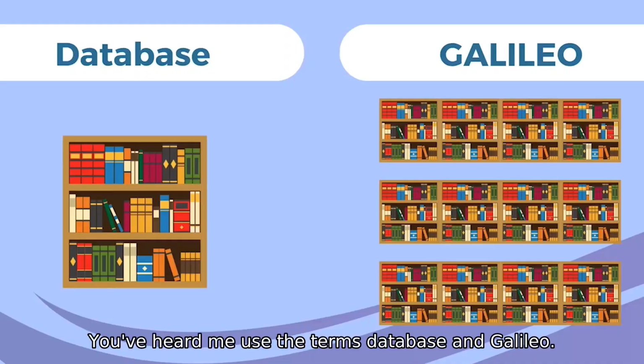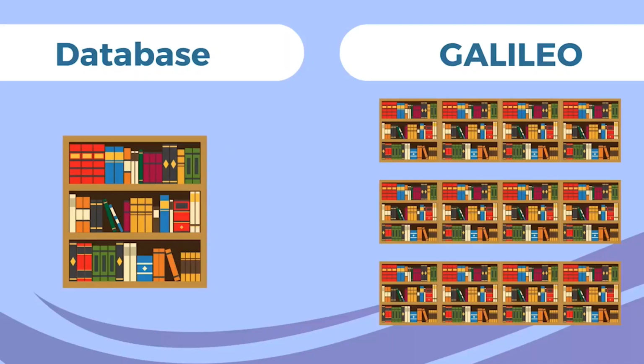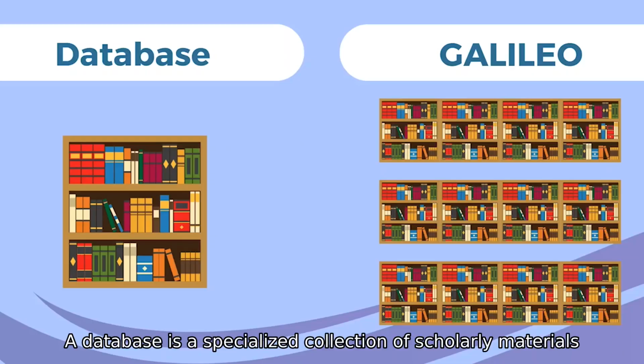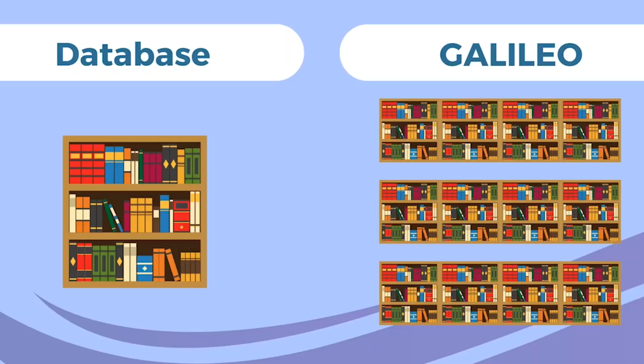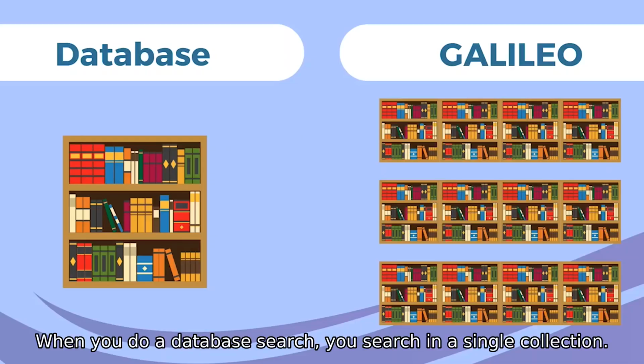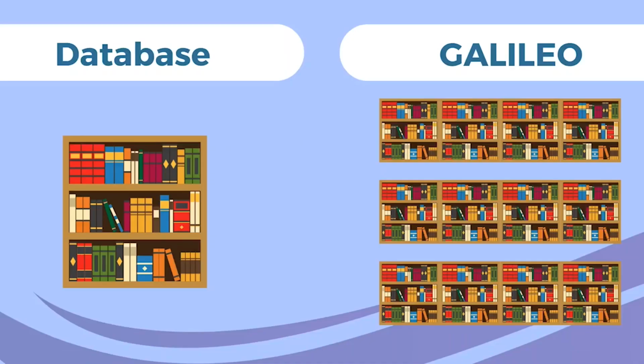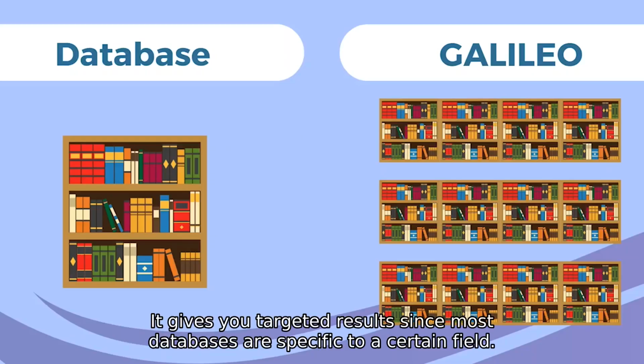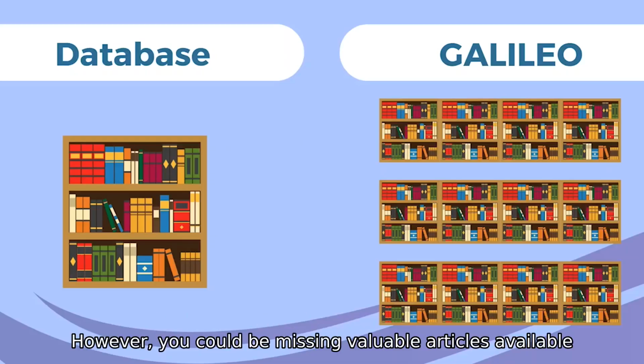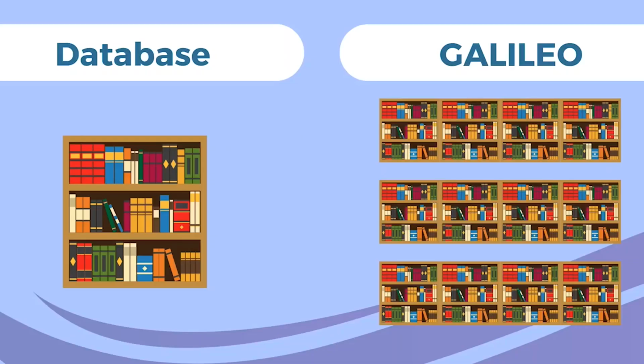You've heard me use the terms database and Galileo. There's a difference between the two. A database is a specialized collection of scholarly materials that are subscription-based. When you do a database search, you search in a single collection. It gives you targeted results since most databases are specific to a certain field. However, you could be missing valuable articles available in other databases.